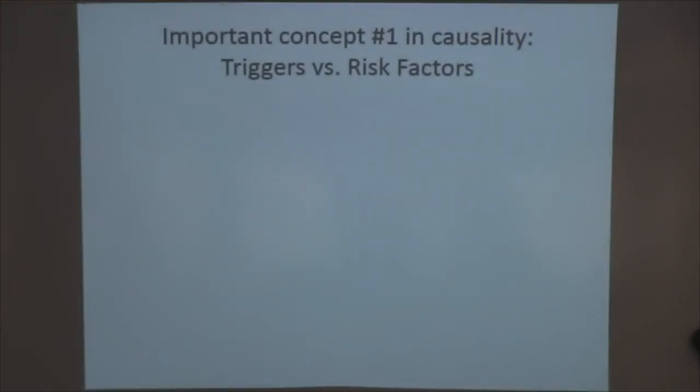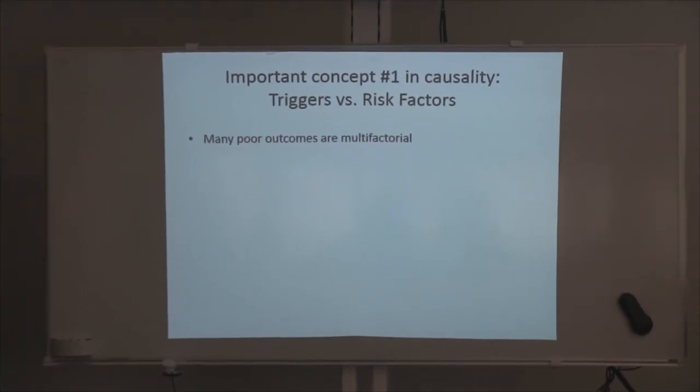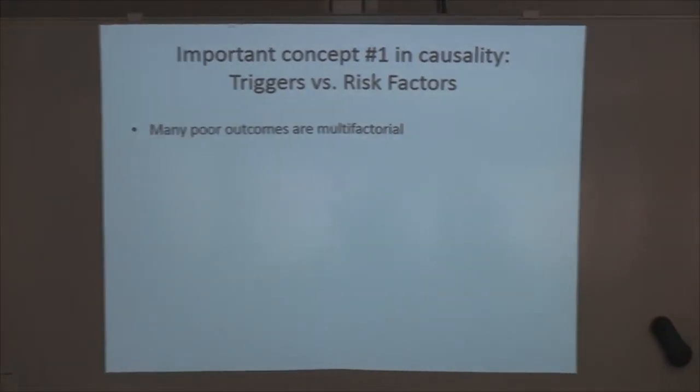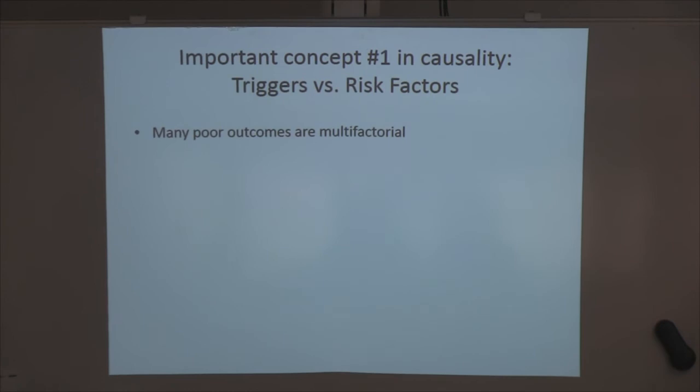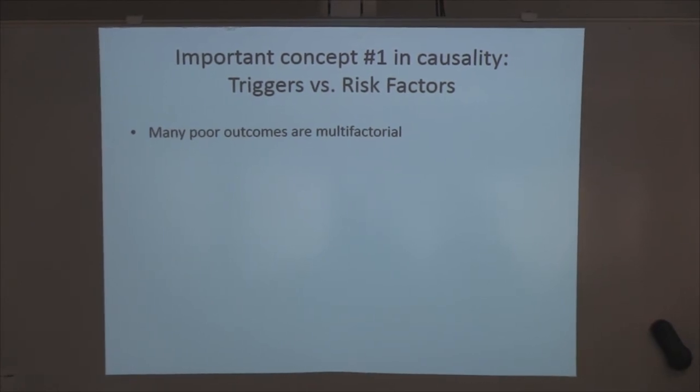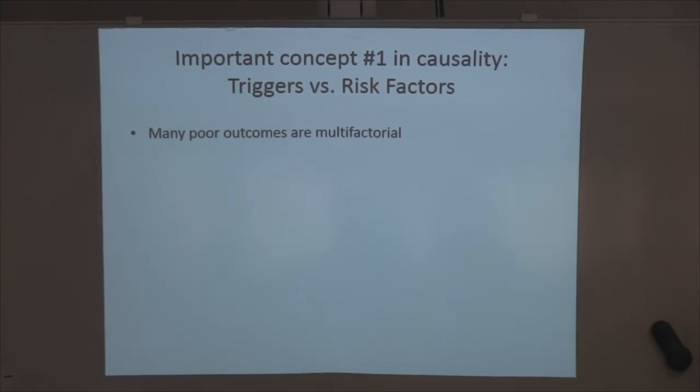Let me give you a couple more points to consider in the context here. I'm not talking about traffic crashes now. I want to talk about some other ways to illustrate these. A trigger versus a risk factor. The crash becomes the trigger for the chronic pain. The risk factors for the chronic pain are the kind of things that we talked about earlier, a history of Ehlers-Danlos, a history of fibromyalgia, or a history of neck pain. Those are risk factors. But the outcome ends up being multifactorial.